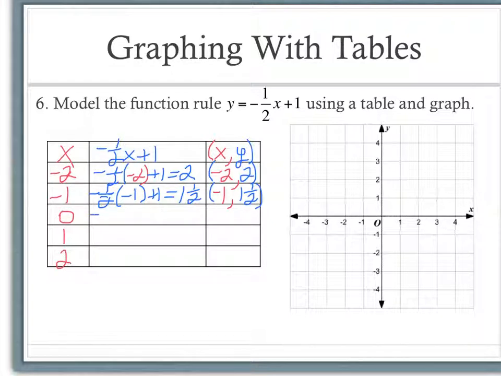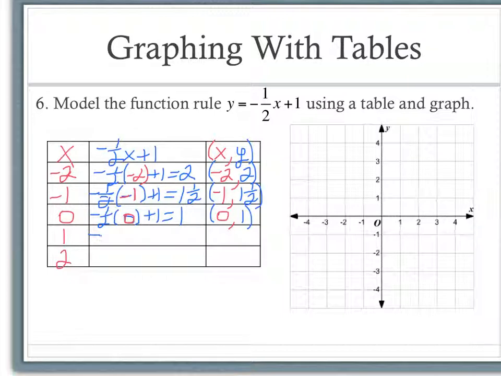Then we'll take 0. So -1/2 times 0 plus 1. Actually, I should be writing these in red. There we go. And we will get a +1. So then our next ordered pair is 0, comma 1.